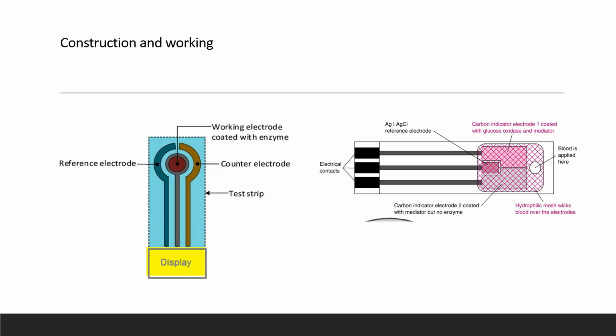That is the center part, and along with that we have this curved part, which is the reference electrode, and on the other side we have the counter electrode. This is the complete test strip, and if you put this strip into the display machine, it will give you the readings. So this is a three electrode system setup. This is a simple way to understand it.